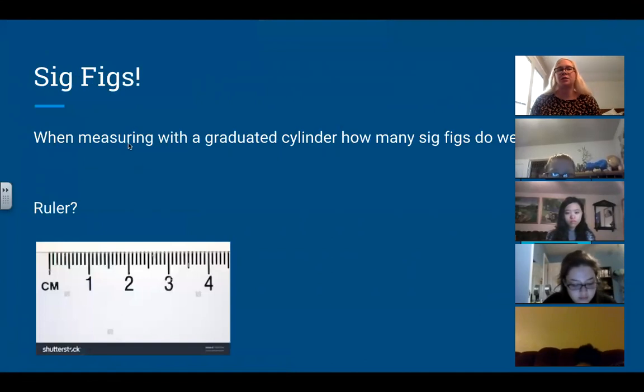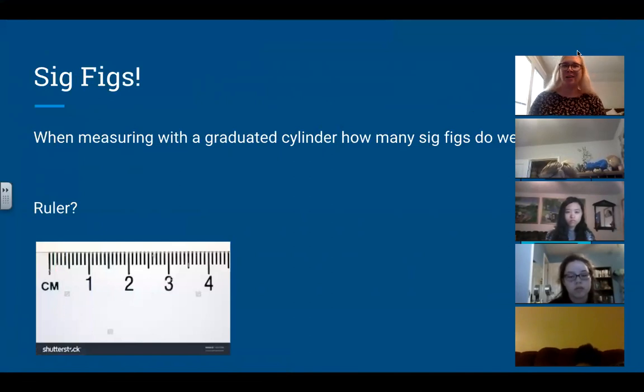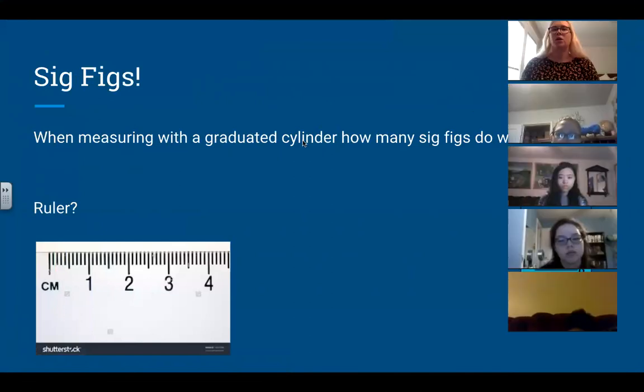So now sig figs. This is the last thing that I noticed quite a few people getting wrong on the lab, the virtual lab that you did. One of the questions asked, how many sig figs do we use on a graduated cylinder? Right? And some people got it right away. Some people wrote, I have no idea. Some people got kind of part of the answer. So I thought we could just go over sort of how you figure this out.